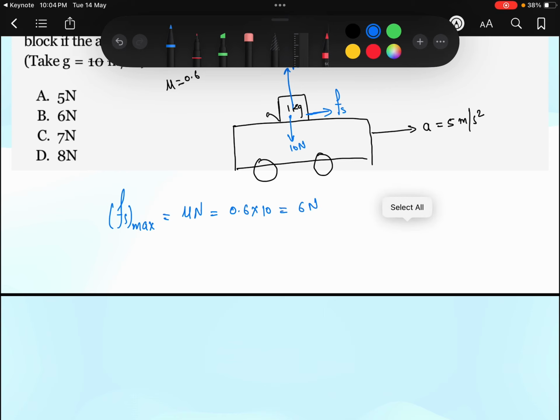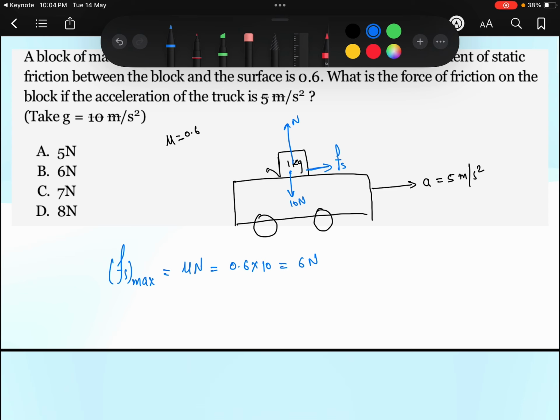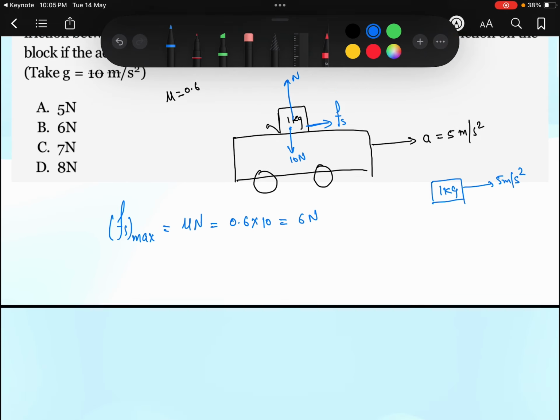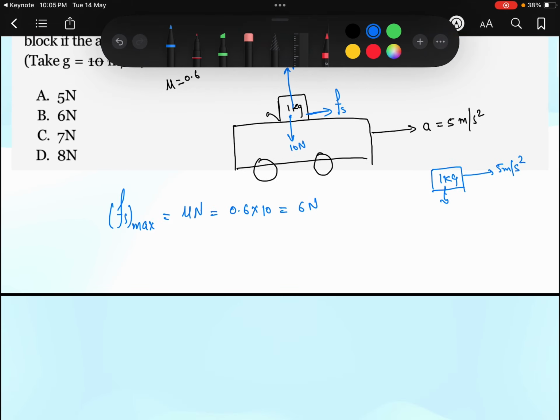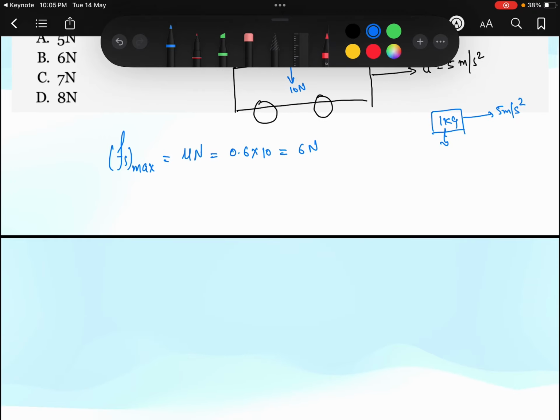Okay, but let me consider the situation that the block is moving with an acceleration of, this is 1 kg block, it is moving with an acceleration of 5 meter per second square in the forward direction. So what is the force required to move it with an acceleration of 5 meter per second square? So that force will be equal to what? This m into a, that is what? m is 1 multiplied by this 5 meter per second square, that is 5 Newton only.